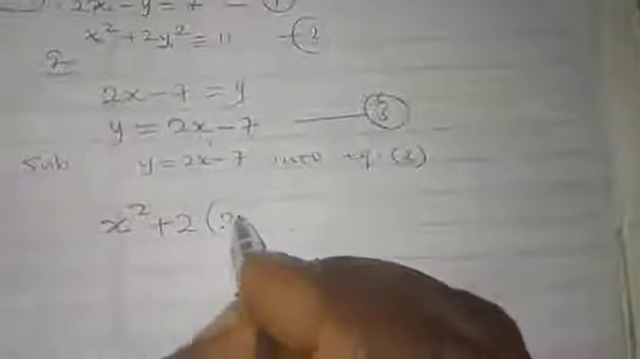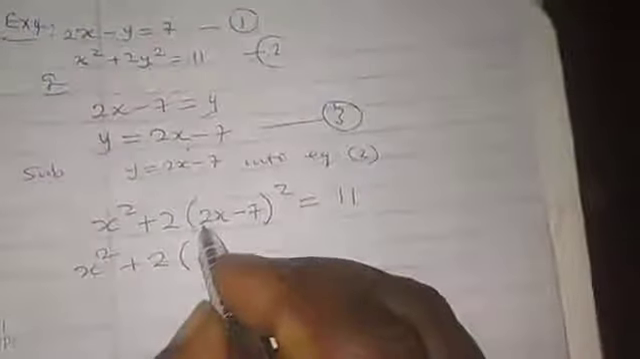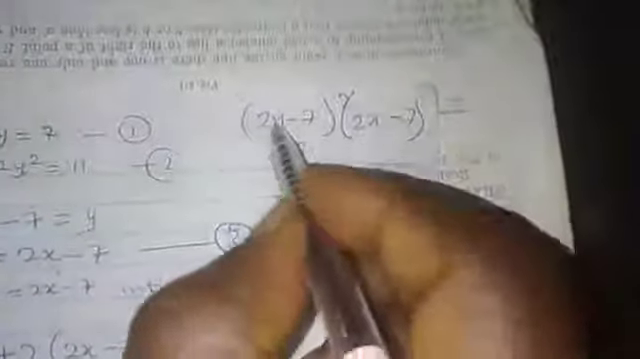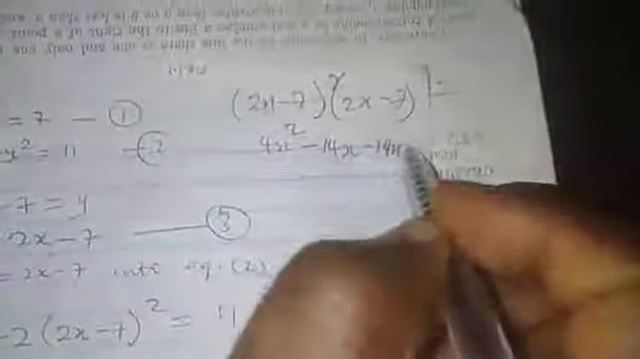So the second equation, we have x squared plus 2 y squared, so our y is 2x minus 7 all squared, is equal to 11. Now this will give me x squared plus 2 into, we need to expand this. If you want to expand it, this is 2x minus 7 all squared. It simply means 2x minus 7 in two places. And if you expand that, it will give you 2x times 2x, 4x squared. 2x times minus 7, we have minus 14x. Minus 7 times 2x, we have minus 14x again. Minus 7 times minus 7, that is plus 49.